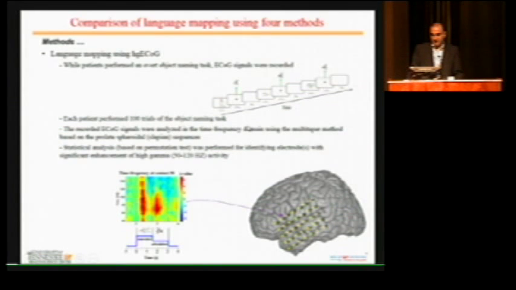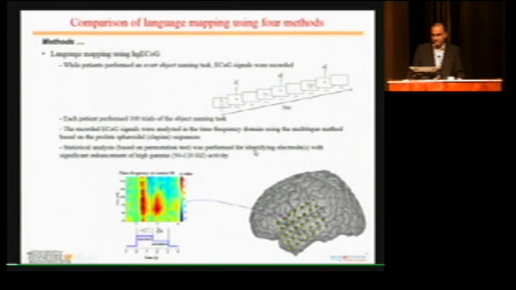By collecting the ECoG data, we applied a time frequency analysis, and then using statistical analysis, the permutation test, to find which electrodes show significant enhancement of the high gamma frequency from 50 hertz to 120 hertz. The electrodes showing significant enhancement are identified as a language area.